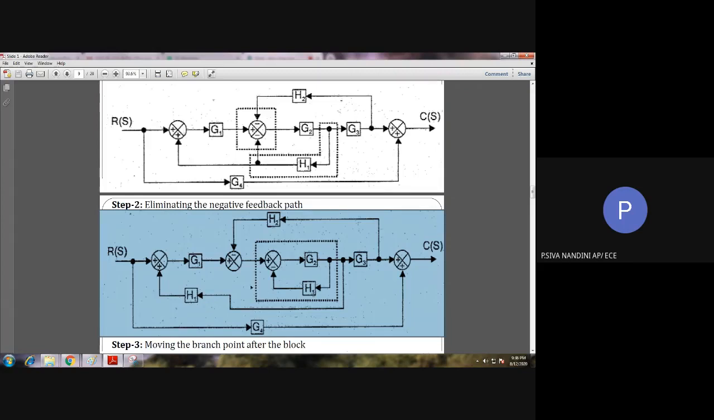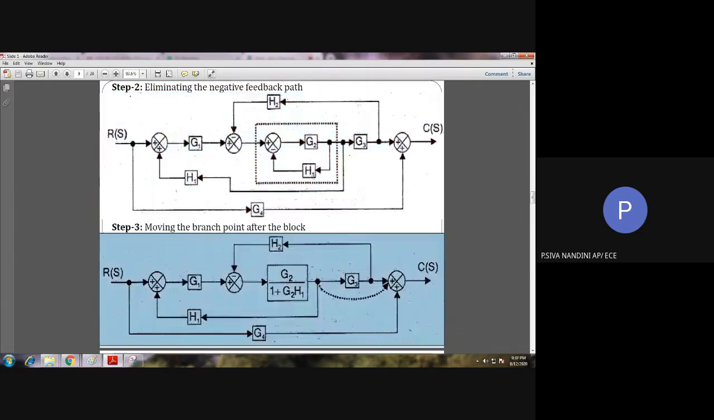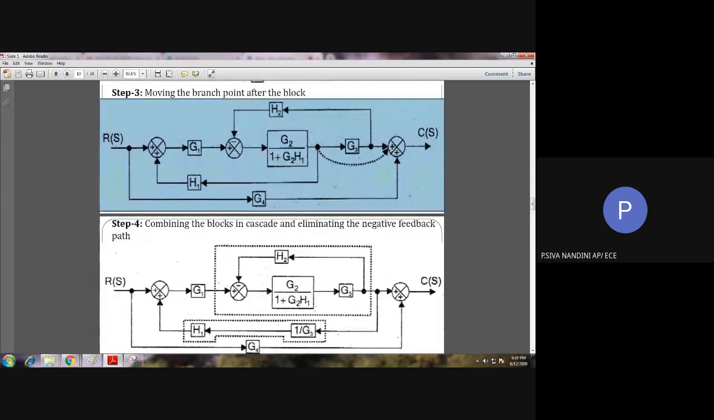So after doing this, we see we are having a negative feedback path. This negative feedback path can be eliminated by the formula and thus we obtain this single block instead of that negative feedback loop. And then we see how we can reduce this block diagram. If we move this branch point after this block G3, then there will be a possibility of having a negative feedback loop here. So keeping that in mind, we shall move this branch point after the block G3.